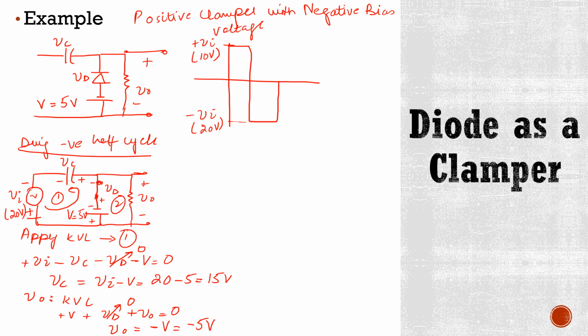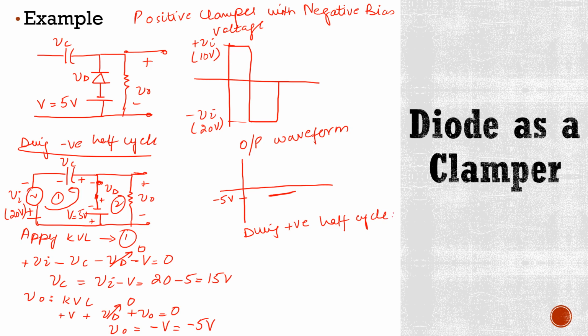So what would be your output waveform during negative half cycle? It is like this. This point is minus 5. Now, what would happen during positive half cycle?